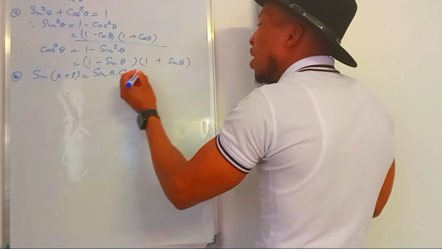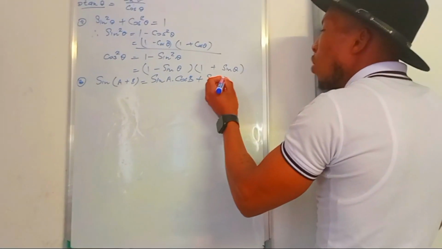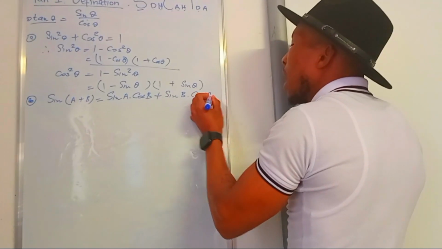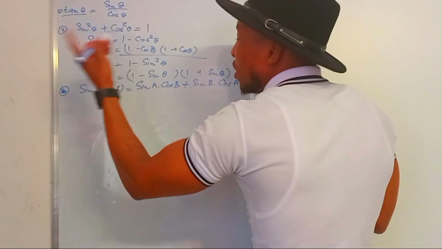U cos B plus what? U sine B times what? U cos A. All right. Therefore, that's the formula that's on the formula sheet.